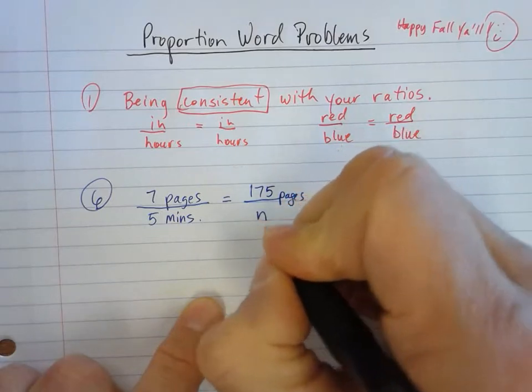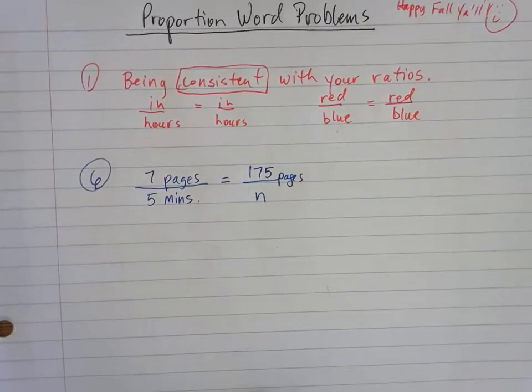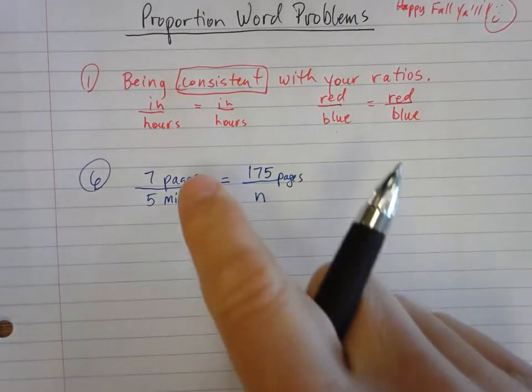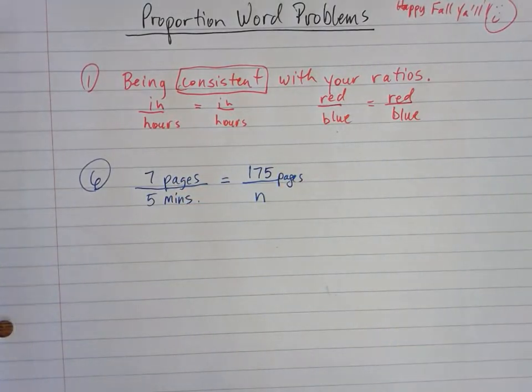And then you can put your n or your x or whatever variable you want down there. I don't care what variable you use. It makes no difference to me. All right? So I've got pages over minutes that I don't know. You could do it the other way around.